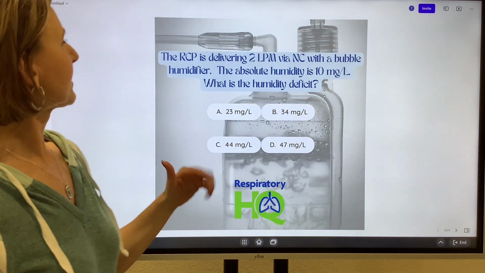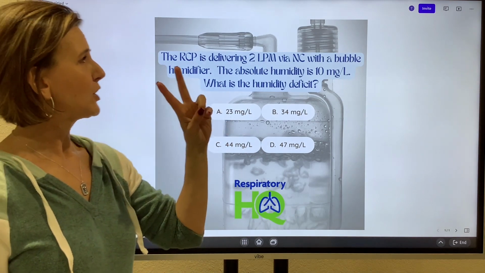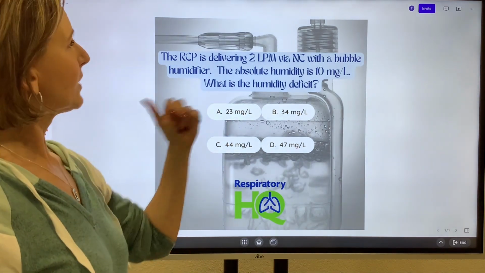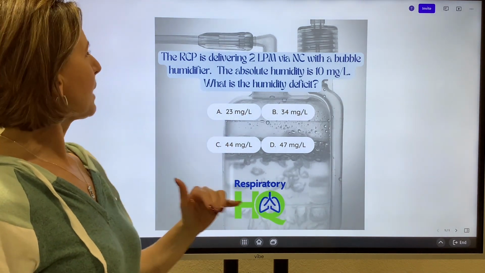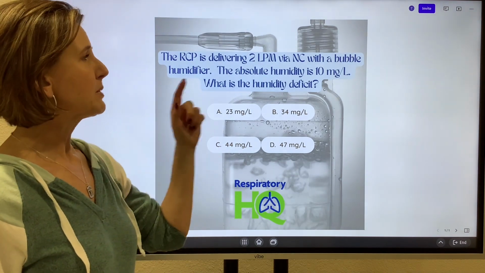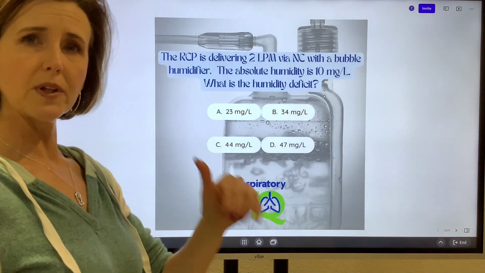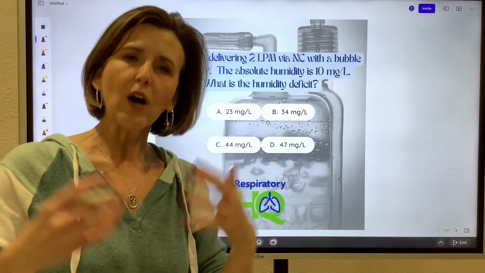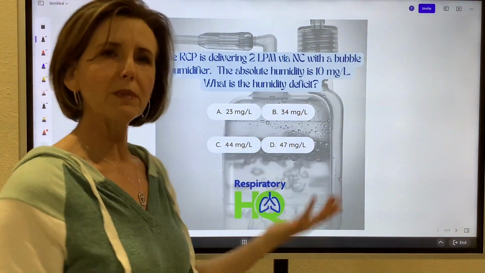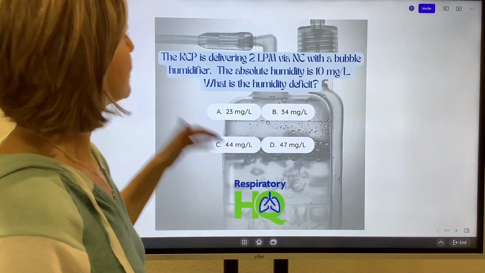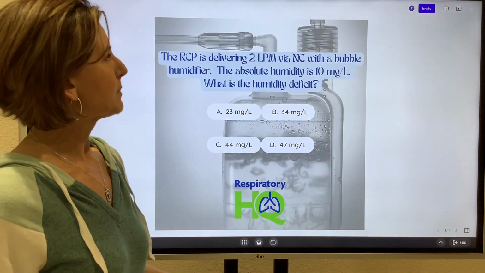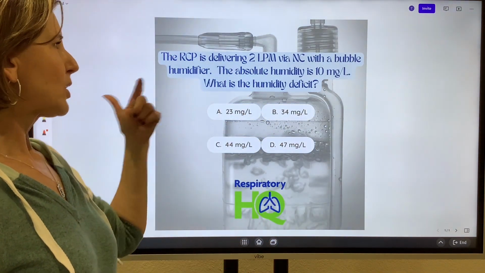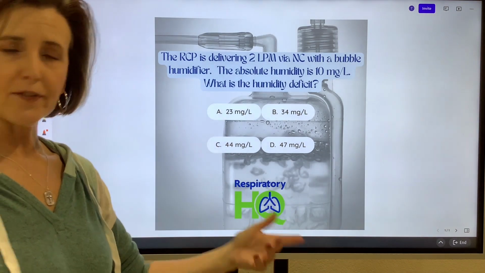But let's just talk about this. The RCP is delivering 2 liters per minute via nasal cannula with a bubble humidifier. The absolute humidity is 10 milligrams per liter. So the absolute humidity is how much humidity that bubble humidifier is giving. So we're providing 10 milligrams per liter. But the question is, what is the humidity deficit?